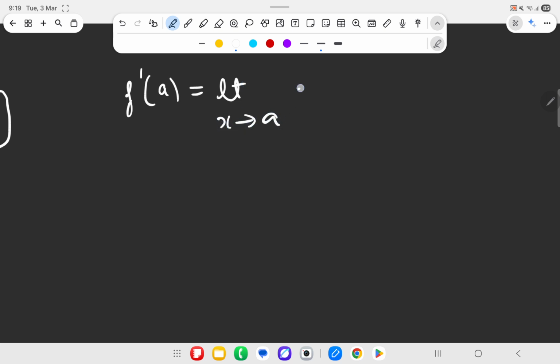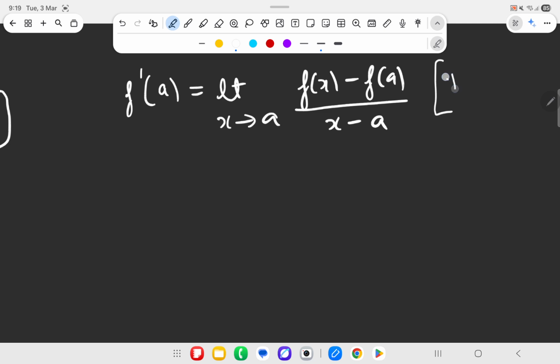That formula says that if I want to check the differentiability of a function at a point a, it is equal to the limit as x approaches a of f of x minus f of a, divided by x minus a. So this is the basic formula of differentiability.